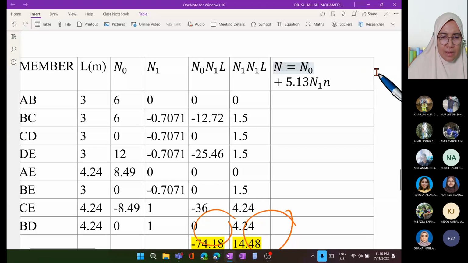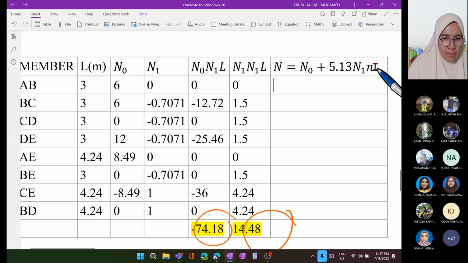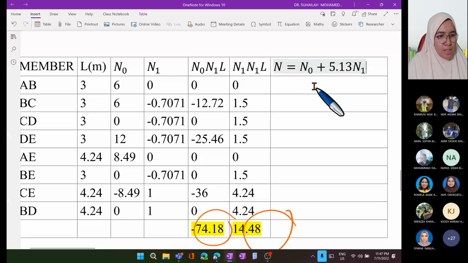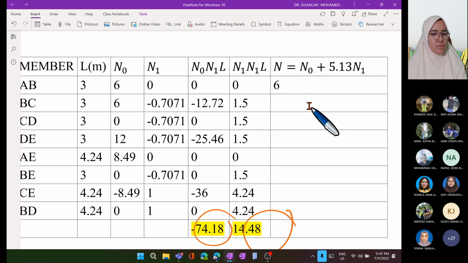Okay, please calculate. Kita habiskan. Alang-alang habiskan lagi sikit ni, table ni. Okay, what is the value for AB? What is the value for AB? 6. Okay, it is 6. Ini 6. Okay, next value. Next value. 6. Okay, next value. Okay, what is the next value? 2.37. 2.37.